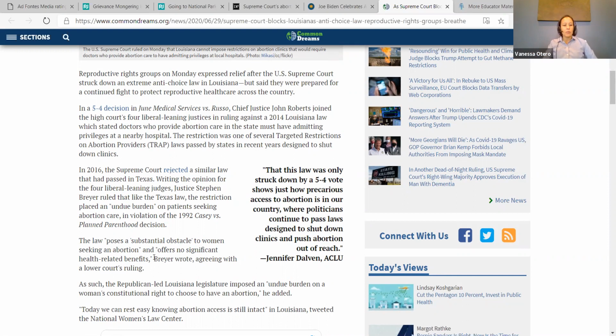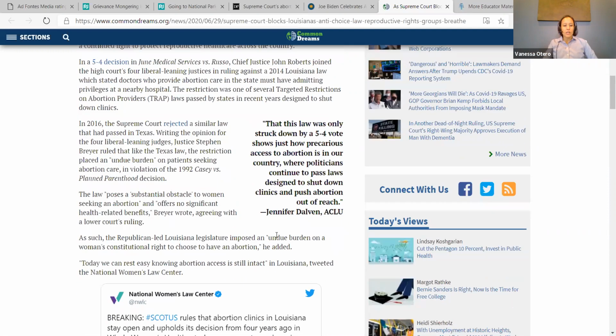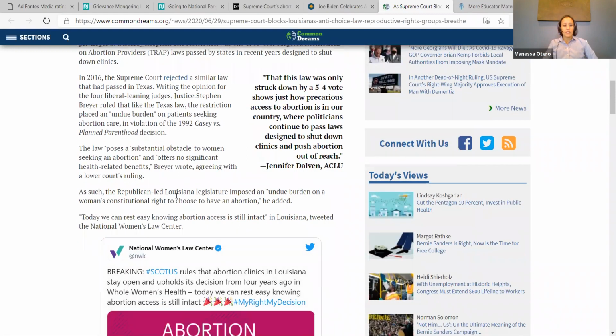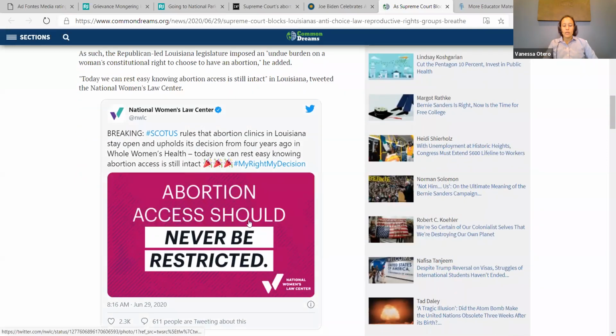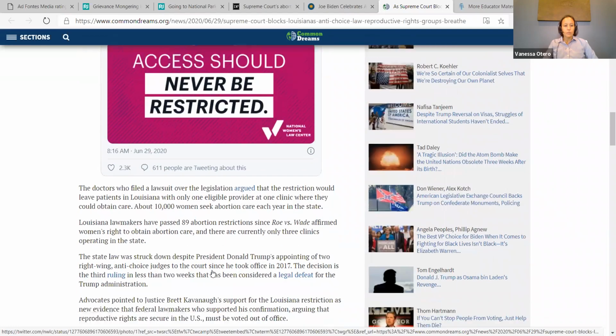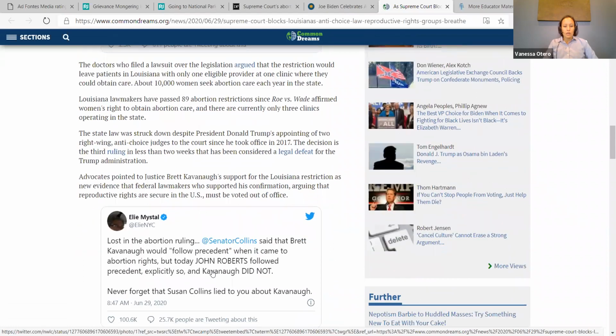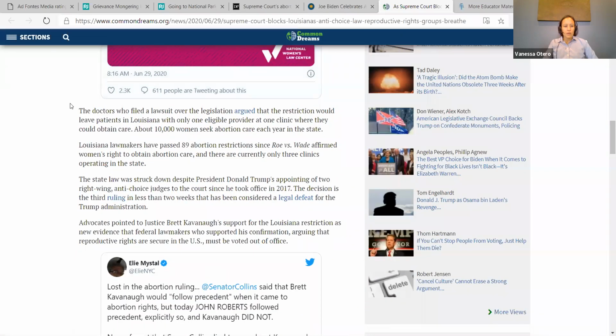As such, the Republican-led Louisiana legislature imposed an undue burden on a woman's constitutional right to choose to have an abortion, he added. "Today, we can rest easy knowing abortion access is still intact in Louisiana," tweeted the National Women's Law Center, okay? And here's a photo of a tweet, and the caption says, "Abortion access should never be restricted." Let's go, so let's read one more paragraph here.